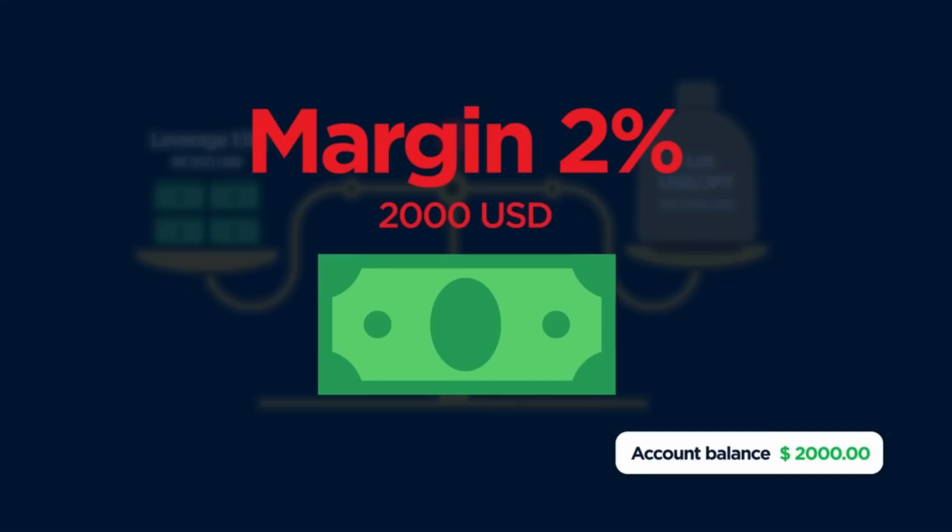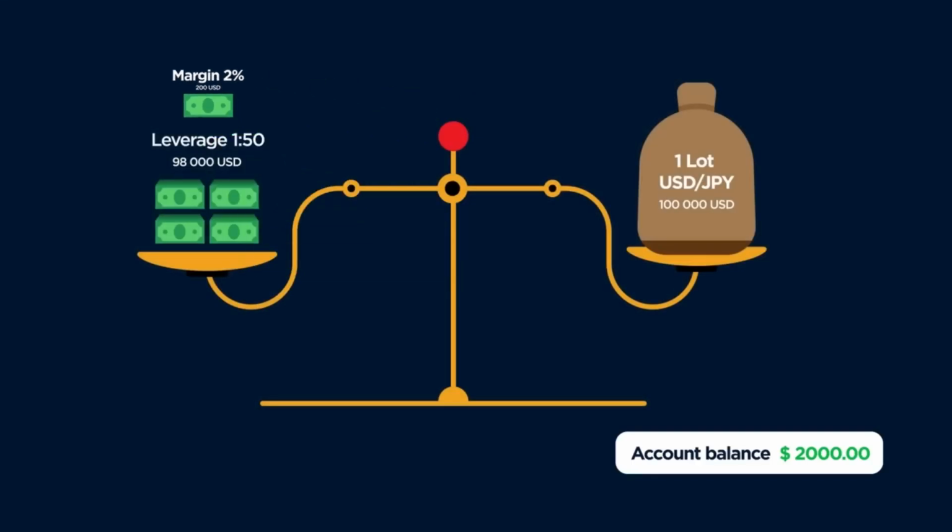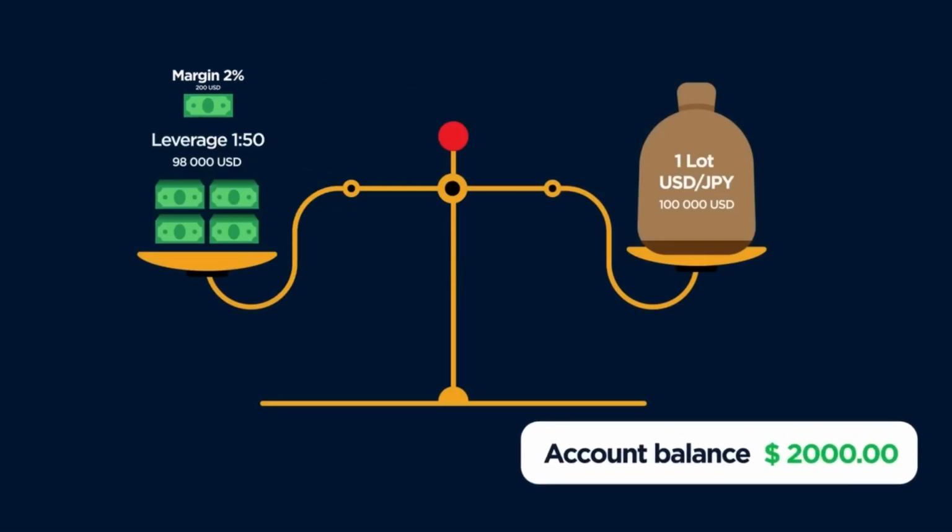But if we trade one mini-lot, $10,000 with 1 to 50 leverage, then to control trades of such volume, we only need $200. This way, we'll be able to use the leftover of $1,800 for further trading.